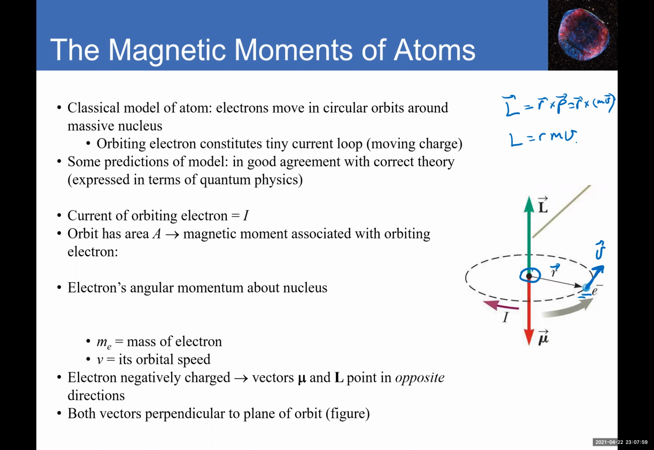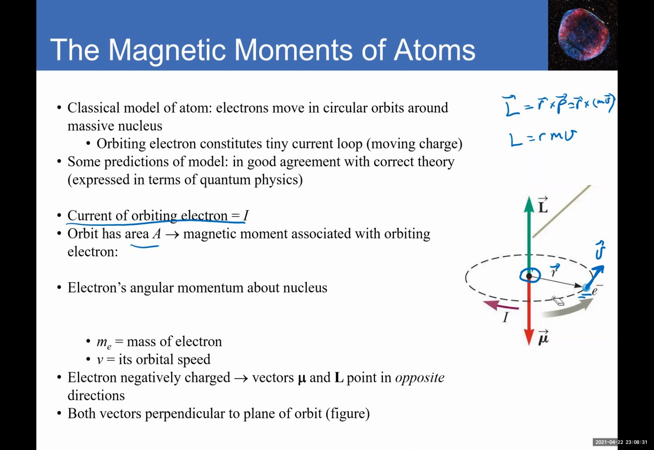Now, because this is an electron, one thing we can say is that a moving electron generates a magnetic field. There's a current from the orbiting electron, and that current will be in the opposite direction because the electron is a negative charge. The orbit has an area A, which is the area of the orbit.